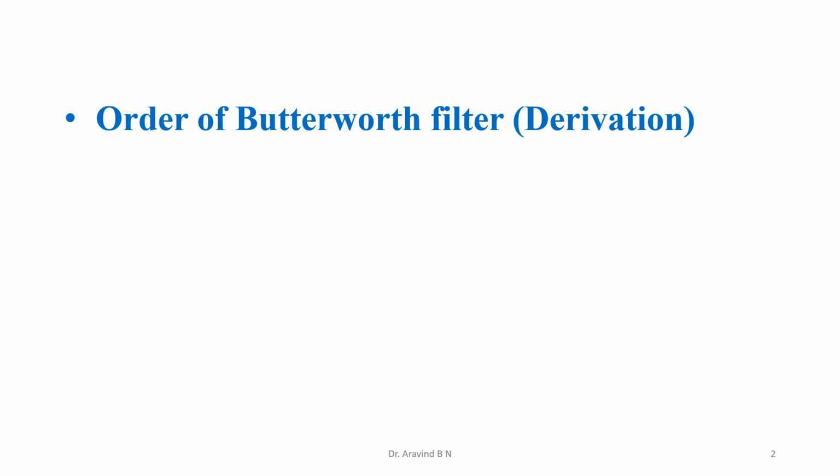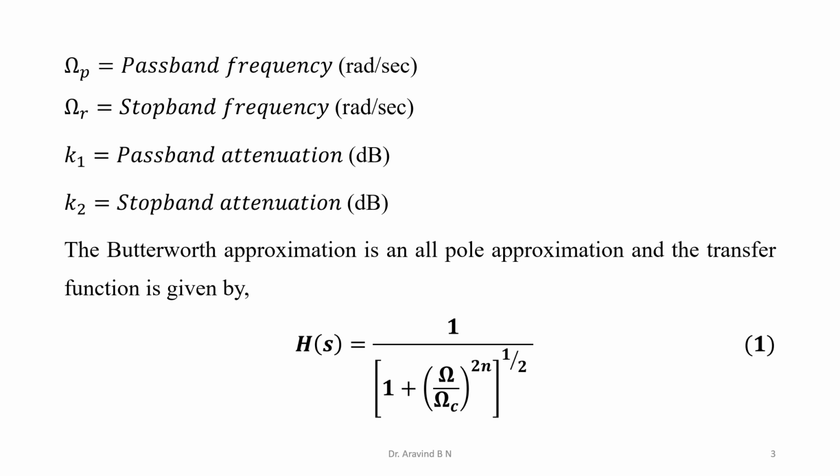In this lecture, we are going to discuss the derivation for the order of the Butterworth filter. Let us first go through the parameters. Omega p is the pass band frequency in radians per second, omega r is the stop band frequency in radians per second, k1 is the pass band attenuation, and k2 is the stop band attenuation.